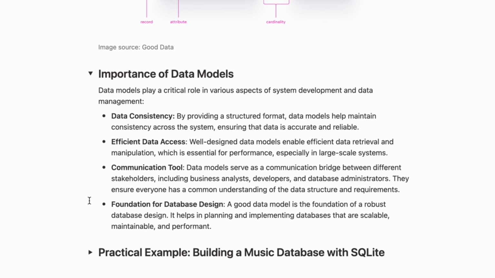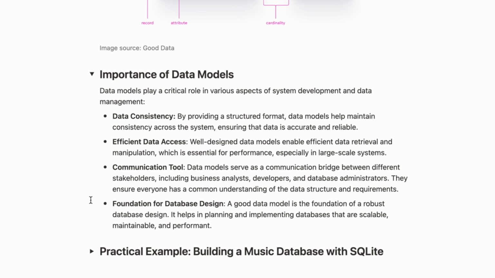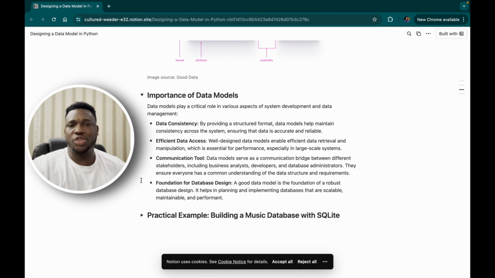So one thing is data consistency. If you want to ensure consistency of data by providing a structured format, data models can help maintain consistency across the system, ensuring that data is accurate and reliable. Everybody wants to work with reliable data. You want your data to be accurate. You don't want to be working with inaccuracies, inconsistencies within your data. Data model is able to provide those consistencies within your data system.